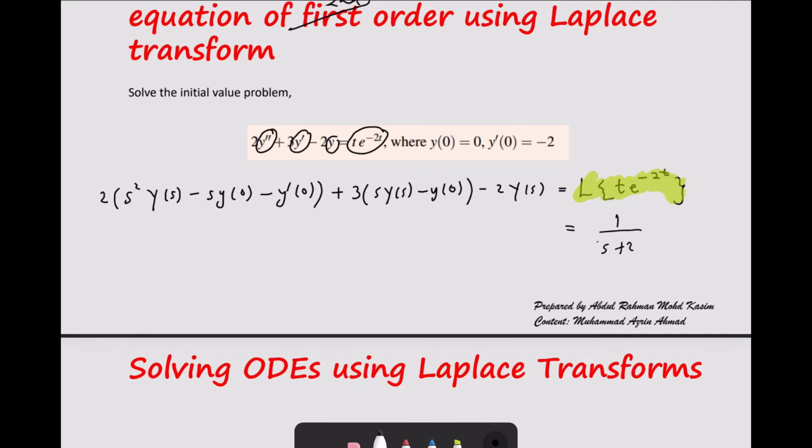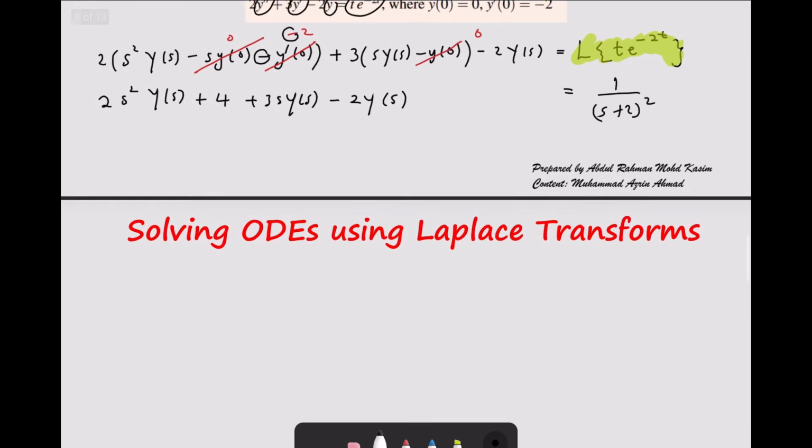So in here you can now replace the boundary conditions, where y(0) is 0 over here, and here we have negative 2, here we have 0. So what you will have is 2 s squared Y(s), and then negative and negative, you get plus 4 over here, and then we have 3 s Y(s), and then here we have negative 2 Y(s).